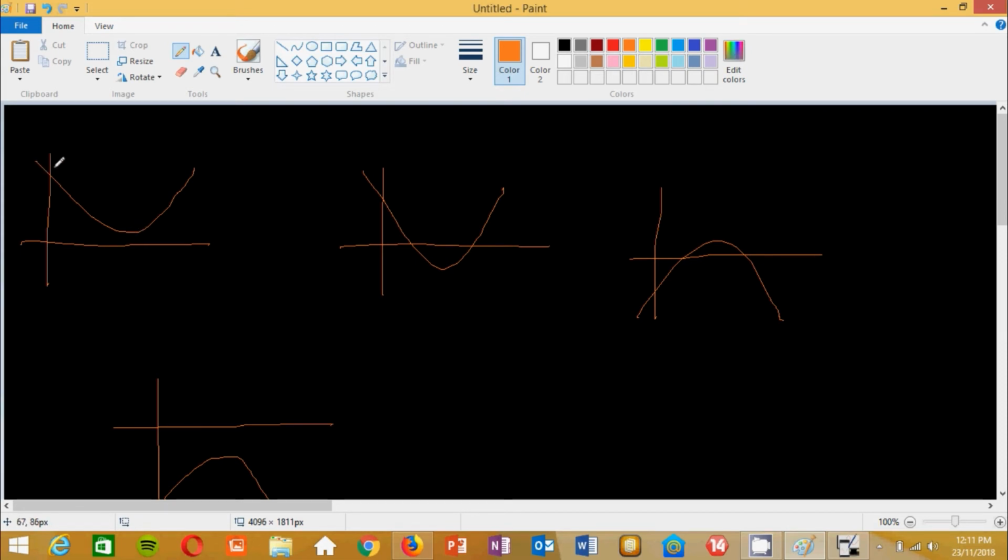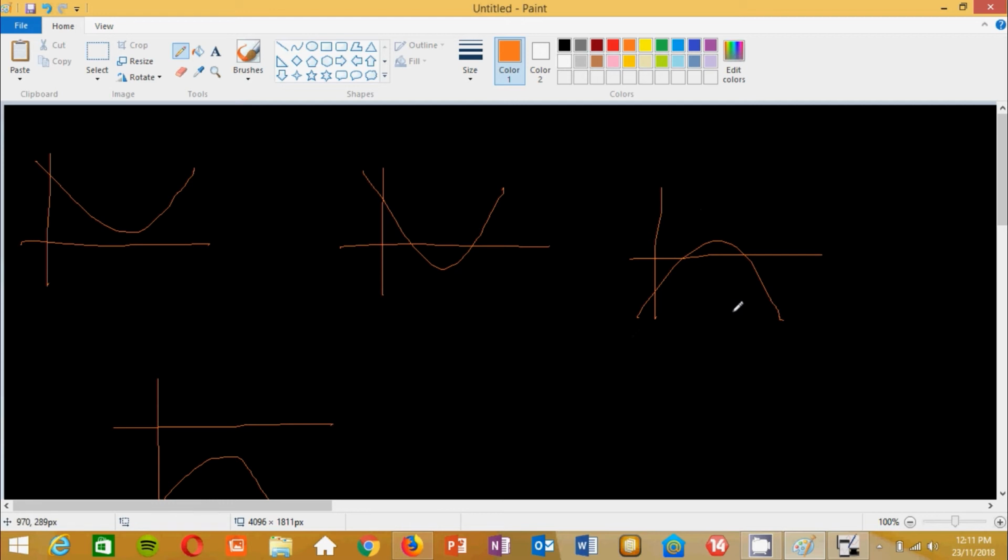One way to think about it is this graph is smiling. It has a smiley face. This graph as well has a smiley face, but the difference between this one and this one is that this one actually does cut the x-axis, and some values of the graph are negative because it's below the x-axis.